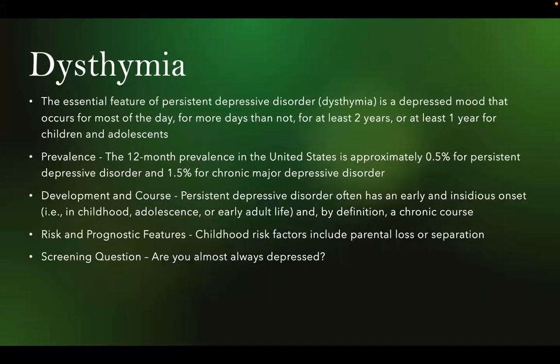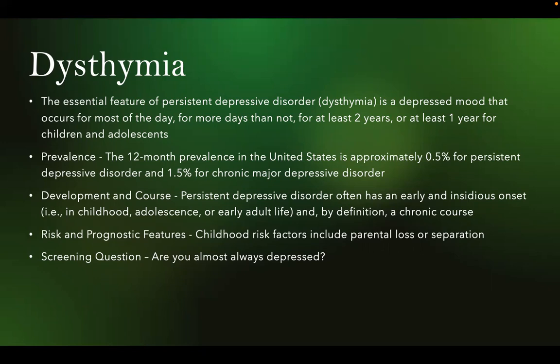So then there is the diagnosis of dysthymia. And the essential feature is the persistent depressive mood. So dysthymia is also called persistent depressive disorder. And this is a depressed mood that occurs for most of the day, for more days than not, for at least 2 years, or at least 1 year in children and adolescents. So the prevalence of this is 0.5%, and 1.5% for chronic major depressive disorder. So 0.5 for dysthymia, 1.5 for major depressive disorder.